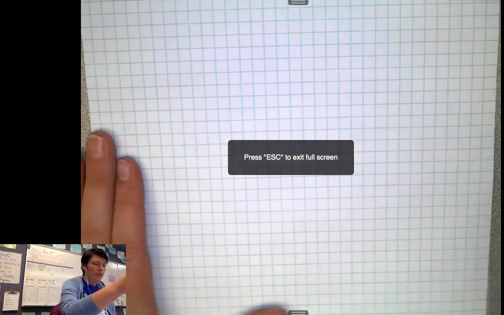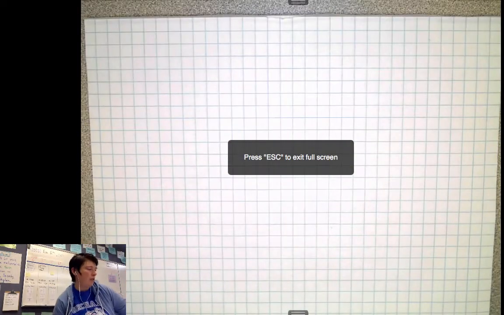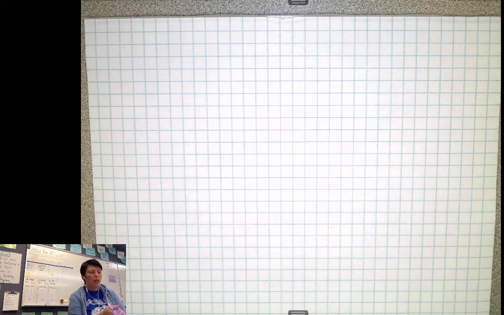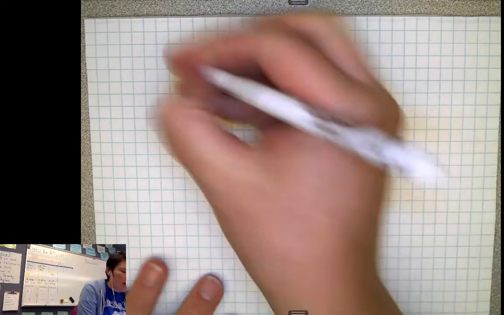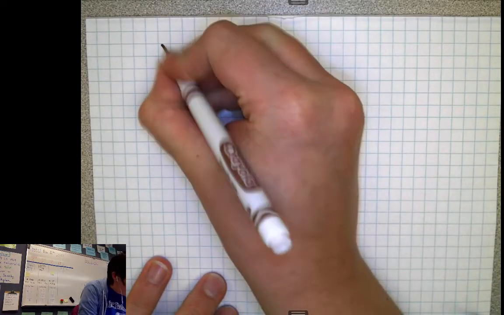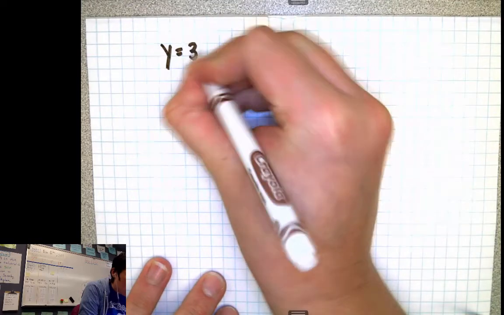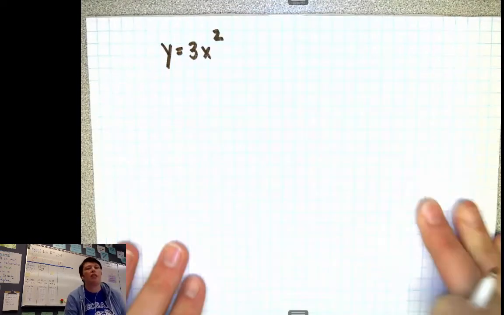Alright guys, so we are going to graph two equations for our notes today to compare them, and they're going to be kind of some interesting ones. So the first one, in fact, to kind of give myself some room here, I'm going to work at the top. So I'm going to write y equals 3x squared. That's going to be my first quadratic that I graph today.